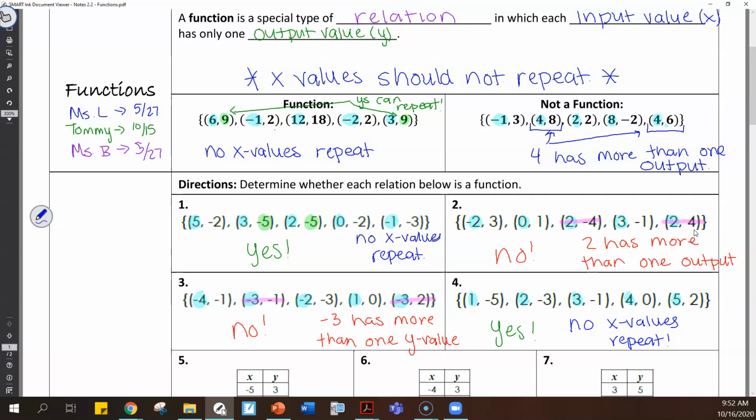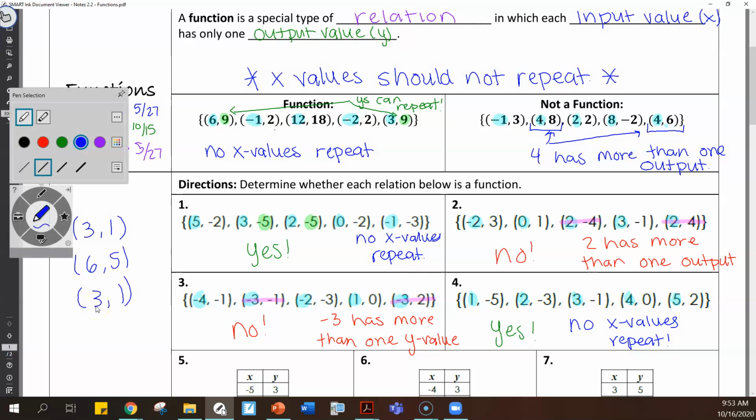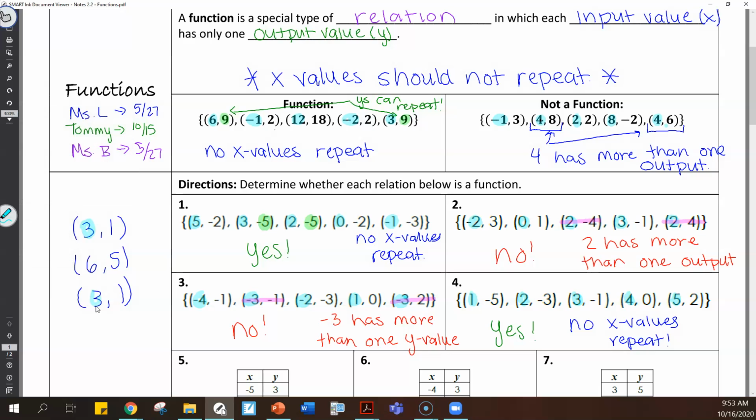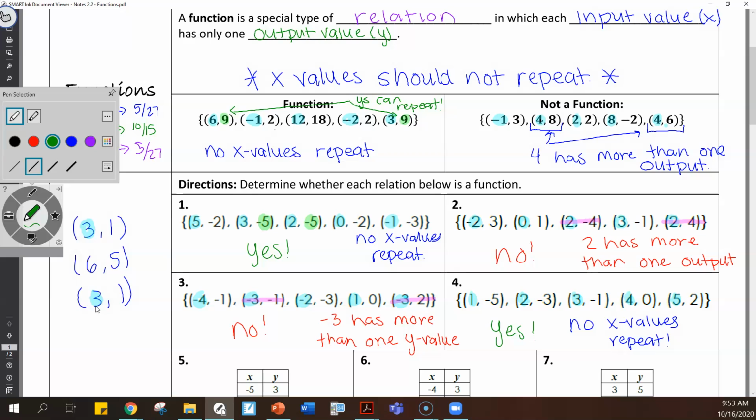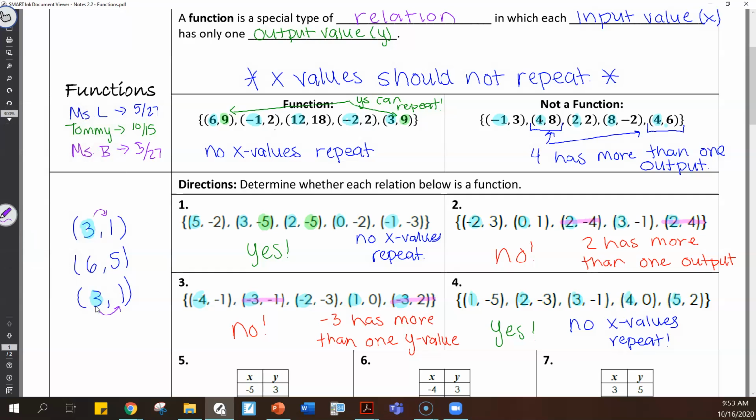I want to clarify something real quick. If I have a relation like 3, 1, 6, 5, and then 3, 1 again, this still is a function, because 3 still only has an output of 1. This can be a little tricky because it doesn't have different output values. 3 is giving you 1 every time you see it. So you can check that the x values don't repeat, but you also have to make sure that it has different y values. If it has different y values, it is not a function. If they happen to have the same y value, that's just the same point, so that is still a function.